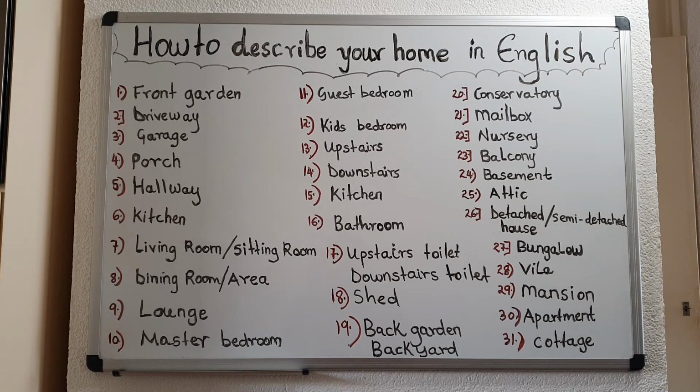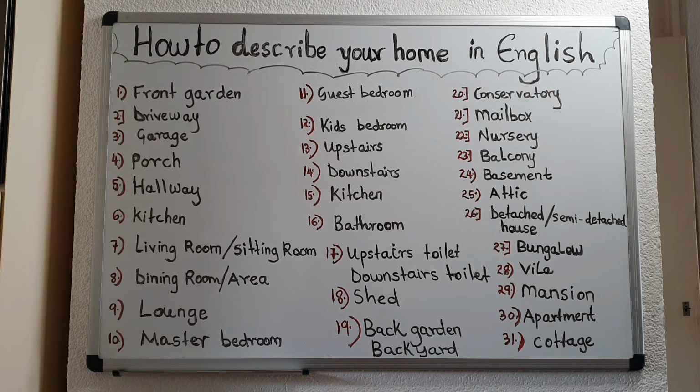The next word is semi-detached. Semi-detached house means that your house is attached to another house on one side. So on one side, maybe on the left, it is not attached to another house. But on the right, your house is attached to another house. You share a wall with your neighbors. Okay? On one of the sides of your house, either on the left or on the right.